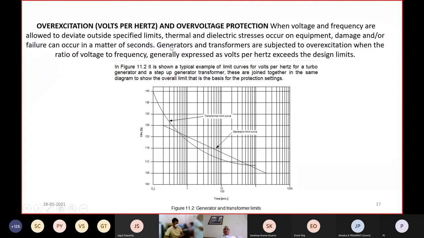This overfluxing capability, this is generally the IEC characteristic. This curve is for the generator overfluxing, and this is your transformer overfluxing capability. So you can see the transformer capability is first, as far as protection is concerned, followed by the generator. So generator tolerance is more than the transformer. So generally the V by F setting or overfluxing setting is more directed towards the capability of the generator transformer.